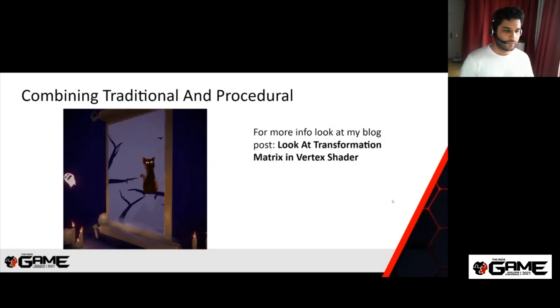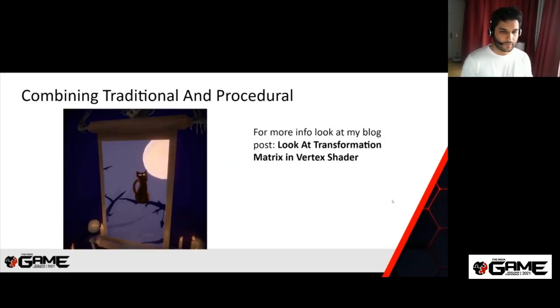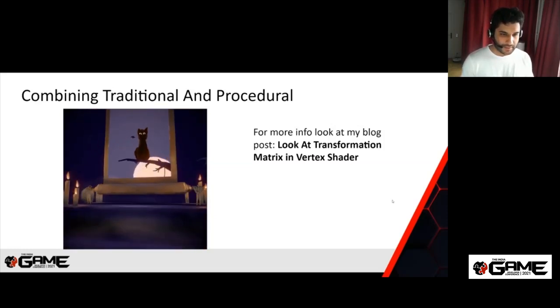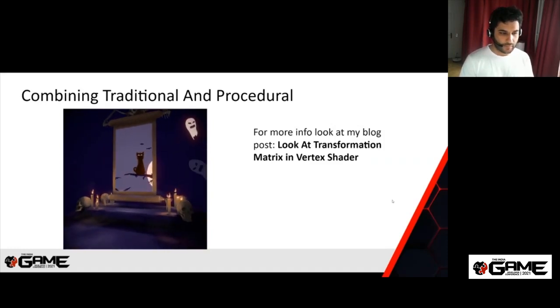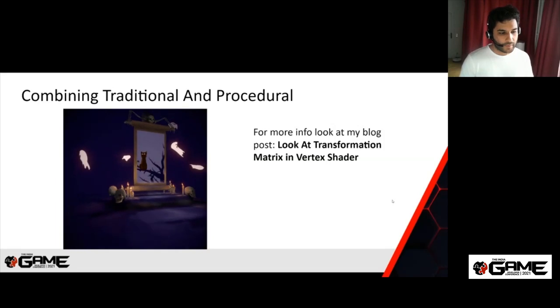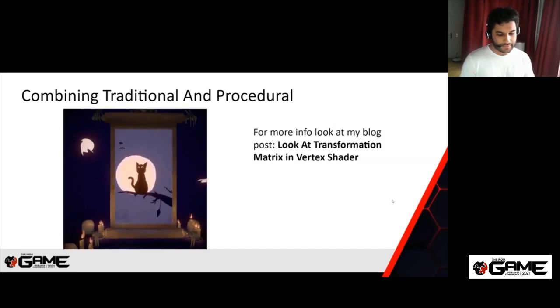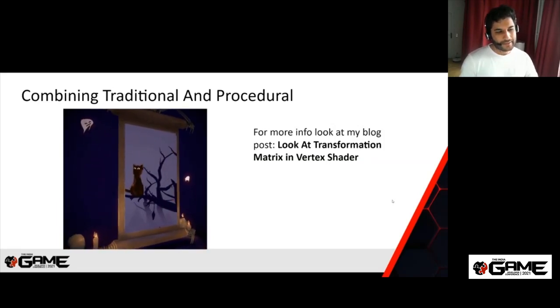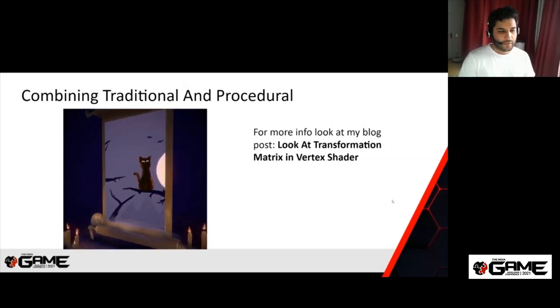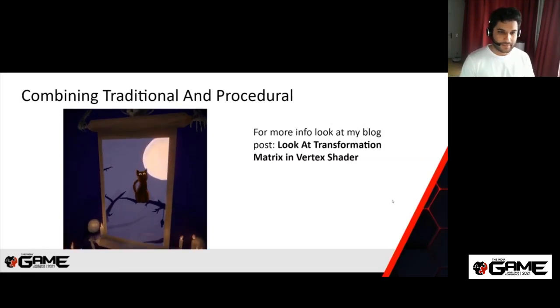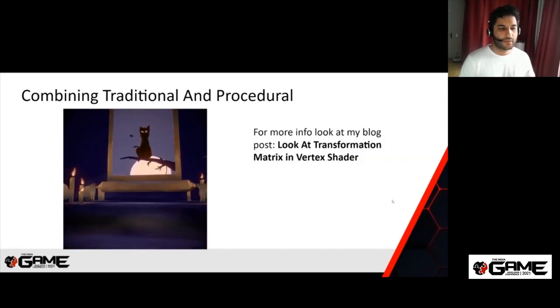Again, I'm not going to go into too much detail on how to do this. I do have a blog post out for it called Look at Transformation Matrices in Vertex Shader, which you can have a look at if you want to. The main point is to pitch to you the idea that by knowing linear algebra, you can empower yourself to do whatever your mind sets to. Whatever you imagine, you can program.